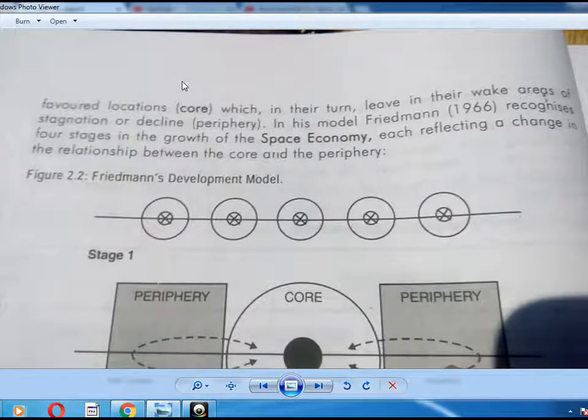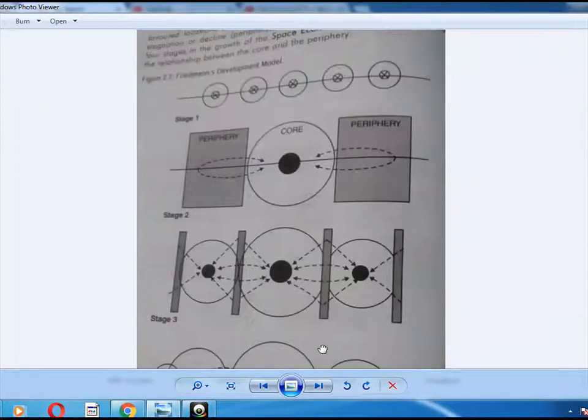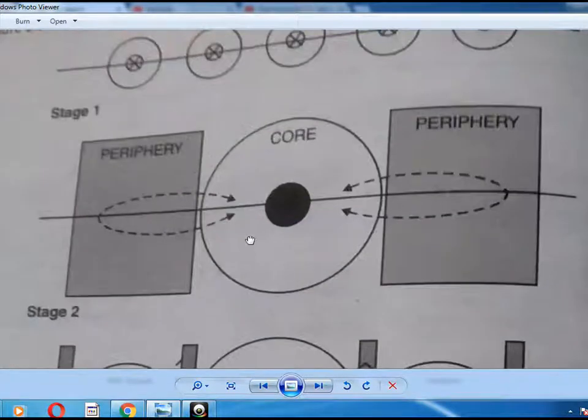So here the core is the important thing, and in their turn they leave areas of stagnation or decline, the periphery. Friedman recognizes four stages in the growth of the space economy, each reflecting a change in the relationship between the core and periphery. Here we can see stage 1 in this diagram, where we have the core and its periphery. We will discuss it clearly.